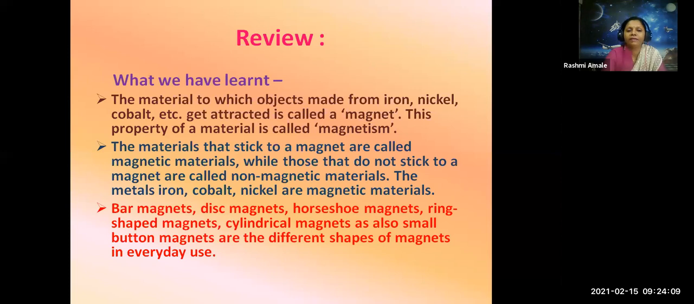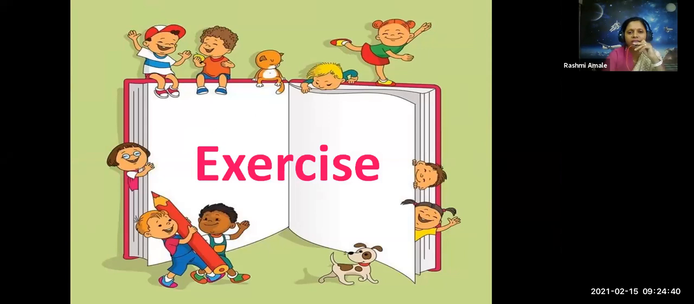Bar magnet, disc magnet, horseshoe magnet, ring-shaped magnets, cylindrical magnets, as also small button magnets are the different shapes of magnets in everyday use. So you should know the different shapes of magnet which are used in day-to-day life. And also we learned at the end that magnetism is a kind of energy. So I hope you all have understood. So let's have a small exercise on this part.